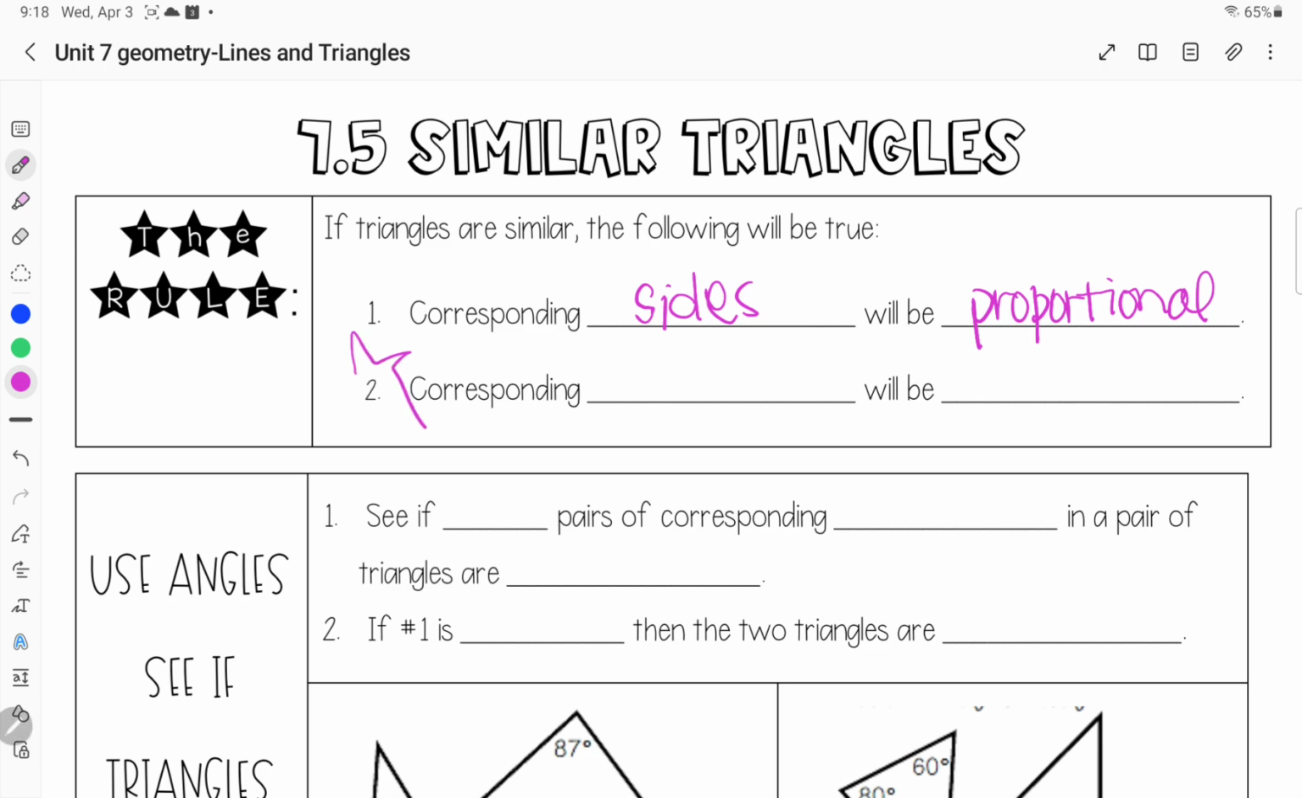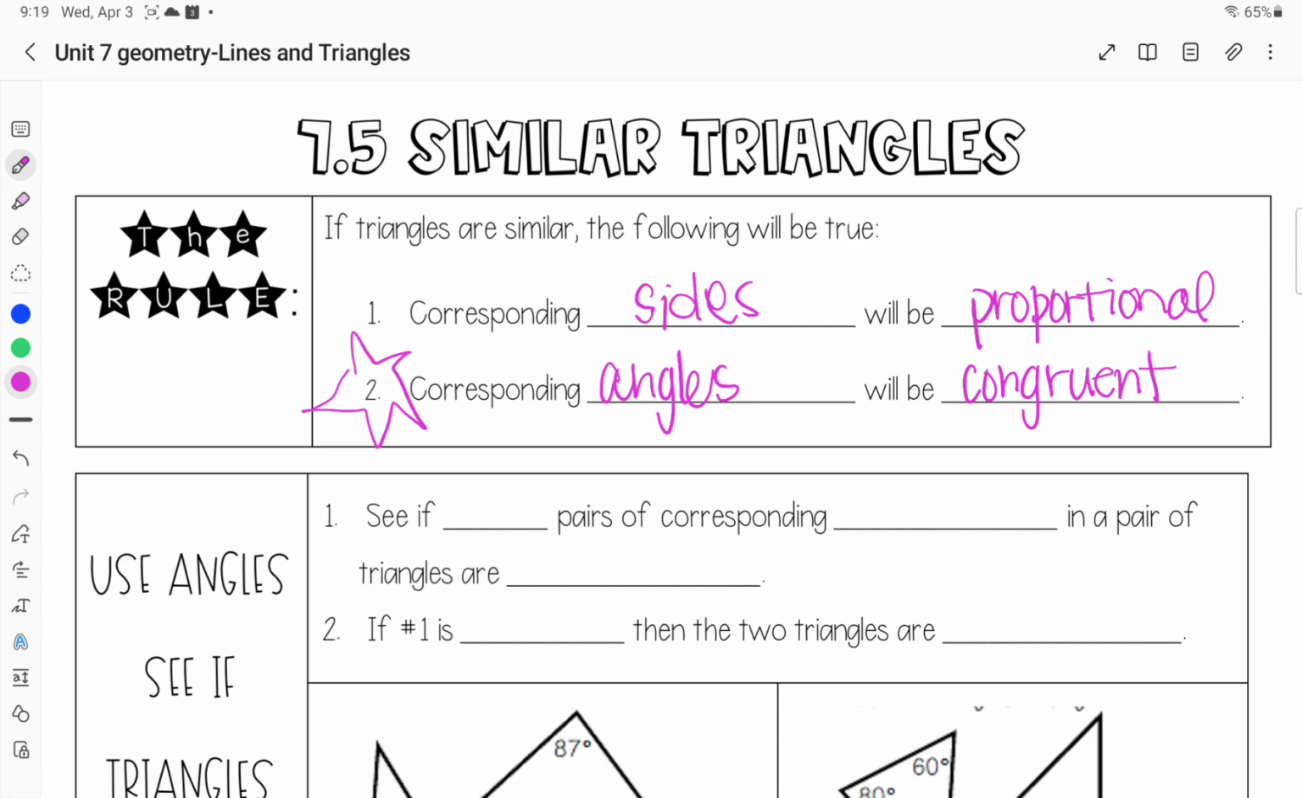That's what you learned last year. This is what's new this year. Corresponding angles will be congruent. Meaning, even though the size of the triangle changes, the angles will stay the same. So even if you just shrink it, the angles stay the same.